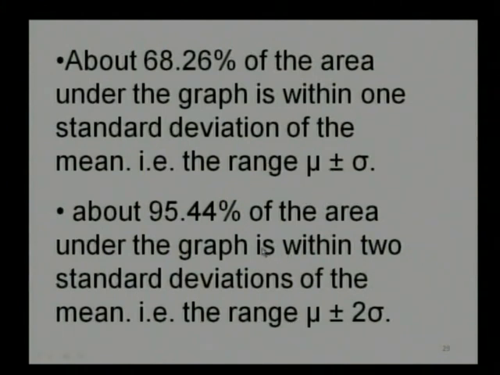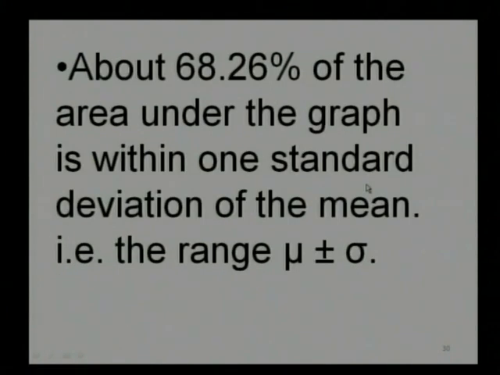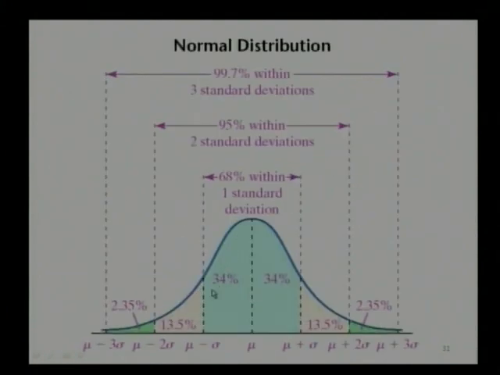Okay, now let us see the area property, which has already been discussed in the previous session by respected Professor Soksa sir. About 68.26% of the area under the graph is within one standard deviation of the mean. It means the range is mu plus or minus sigma. Let us see. From this figure, within one standard deviation sigma from the mean mu, we get almost 68% of observations in this area under the curve.